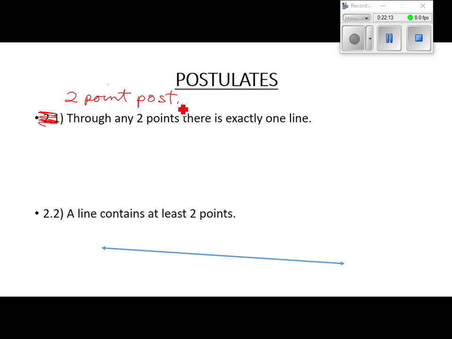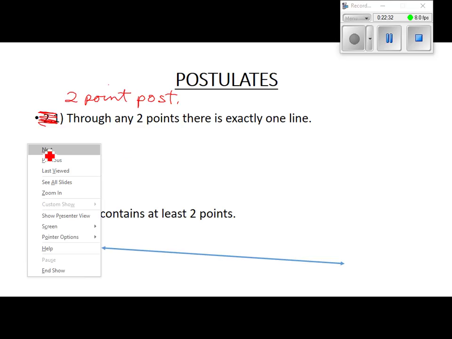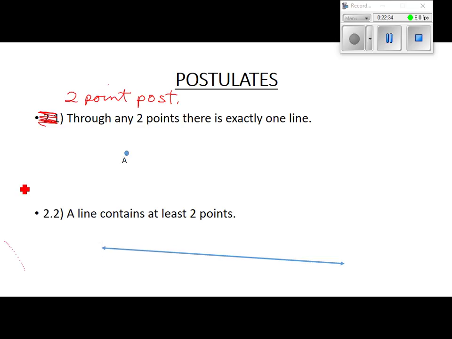Raven's going, oh my God, we went over this all earlier this year. And she is exactly right. If I tell you you got 2 points, what do you know? It makes exactly one line. All this stuff that we're going over now, we went over in chapter 1. It's just they're actually putting it in formal form now with a postulate.